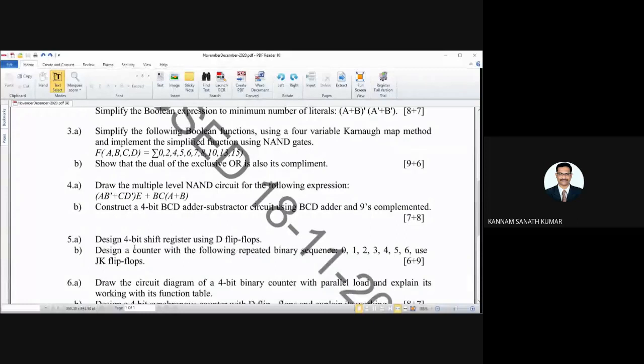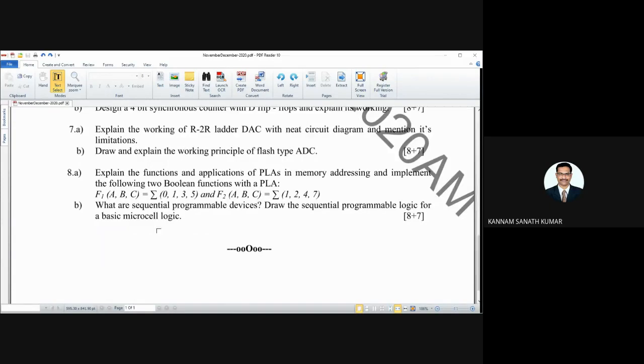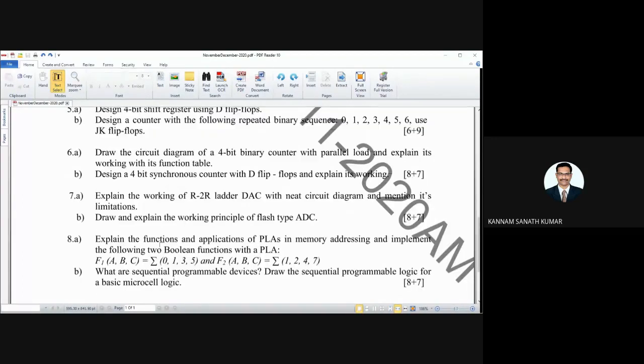Here is one previous question from our previous question paper, fourth question, A bit: realize AB dash plus CD dash into E, plus BC into A plus B, using NAND gate.